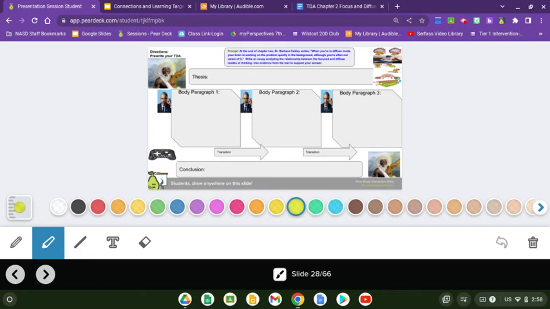Okay? Let's take a look at the prompt and highlight parts that seem important. We'll highlight them with the color yellow. Make a yellow line right there real quick. Perfect. At the end of chapter 2, Dr. Barbara Oakley writes, "When you're in diffuse mode, your brain is working on the problem quietly in the background, although you'd often not be aware of it." Let's highlight that first part. Write an essay analyzing.